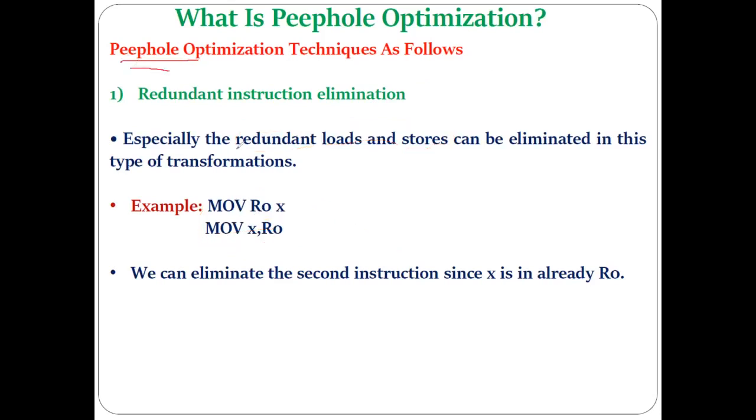This redundant instruction elimination we have also seen in the previous code optimization technique, but that we did before the target code generation. There was no relation with the machine instructions there. Here you have to consider the machine instructions. Understood? That is the reason this optimization is performed after code generation, and that is called peephole optimization. Okay. So I hope you have got the first technique, that is redundant instruction elimination.